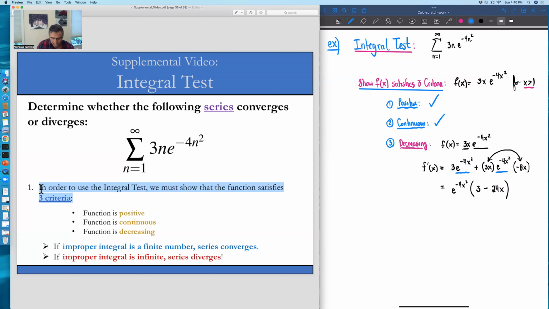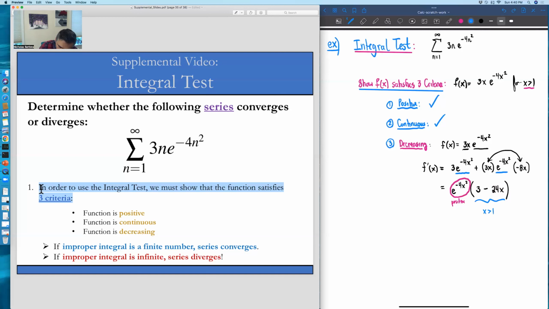And now when we look at this, we want this to be negative for x values greater than 1. Well, we already talked about that this exponential is always going to be positive for any x value. So the only way that this thing's going to be negative is from this second term. And when we're thinking about x values greater than 1, if we put any x value greater than 1 into this, this minus 24x is going to cause this entire thing to be negative.